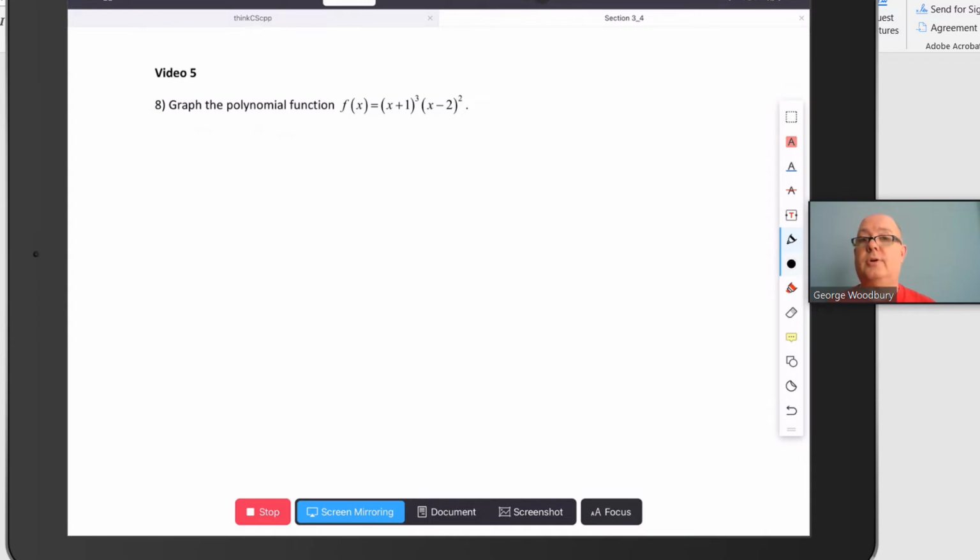We're going to graph a couple of polynomial functions that are in factored form. The first one, f of x equals x plus 1 quantity cubed times x minus 2 quantity squared. Let's begin with the end behavior.